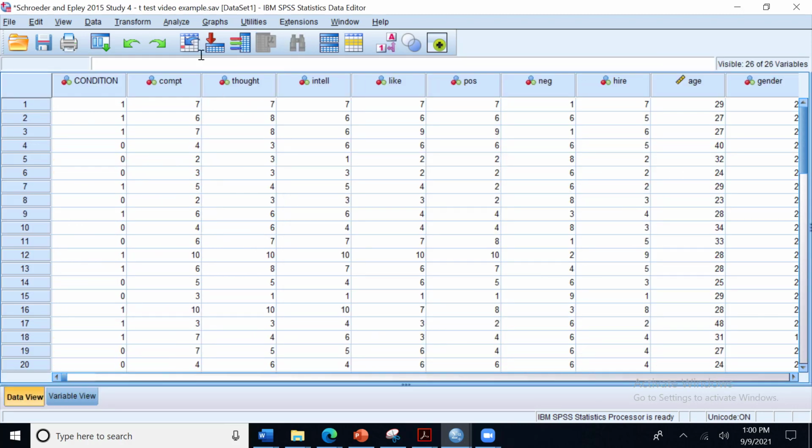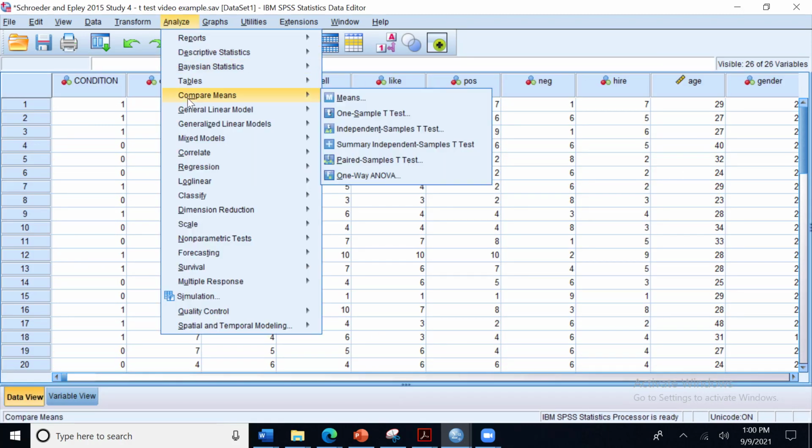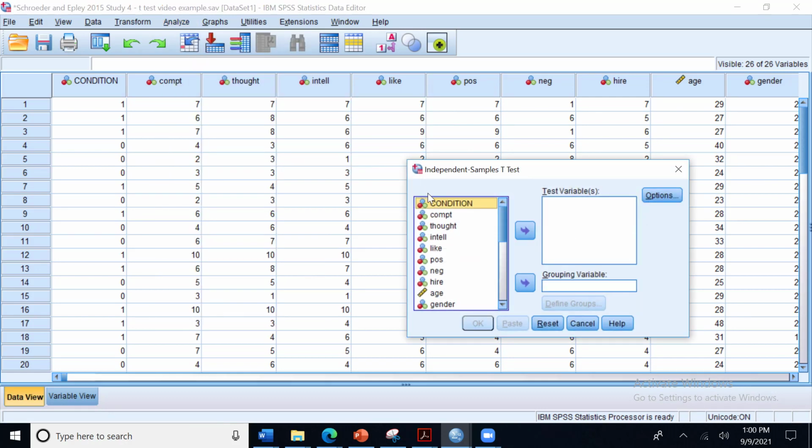Then I'm going to quickly run the analysis. I'm going to go up to Analyze, Compare Means. This is a between subjects design because they were randomly assigned to either the audio condition or the written condition. So it's an independent samples t-test because the samples are independent of each other. It's a between subjects design.